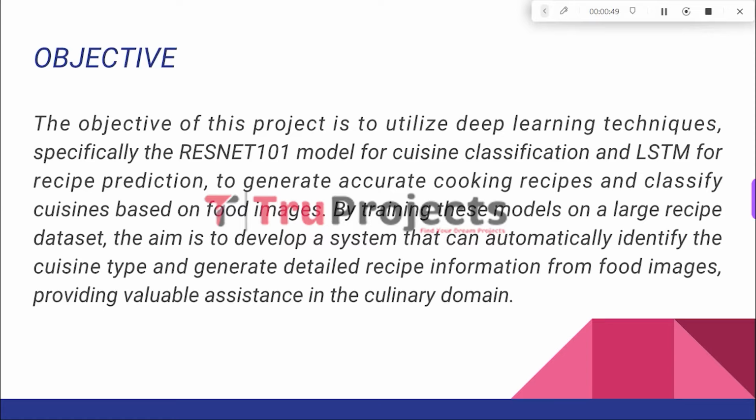The goal of this project is to leverage the deep learning methodology, specifically the ResNet 101 model for the cuisine classification and LSTM for recipe prediction, to generate the precise cooking recipe and categorize the cuisine based on the food image. Through training these models on an extensive dataset of recipes, the objective is to create a system capable of automatically recognizing the type of cuisine and generating the comprehensive recipe details from images of the food. This system aims to offer valuable support in the culinary field by providing accurate and helpful information.